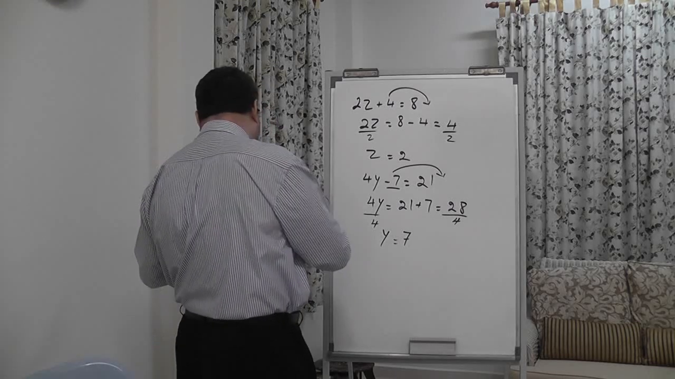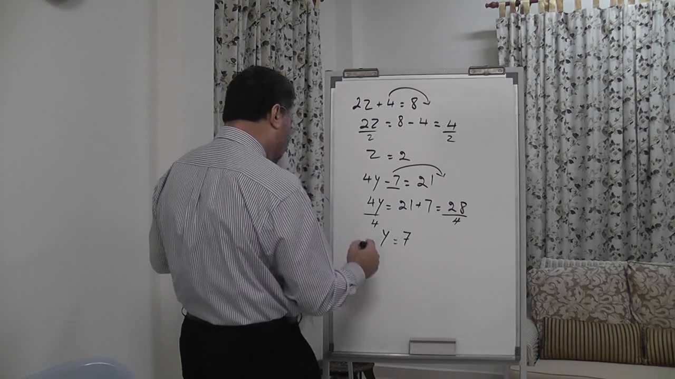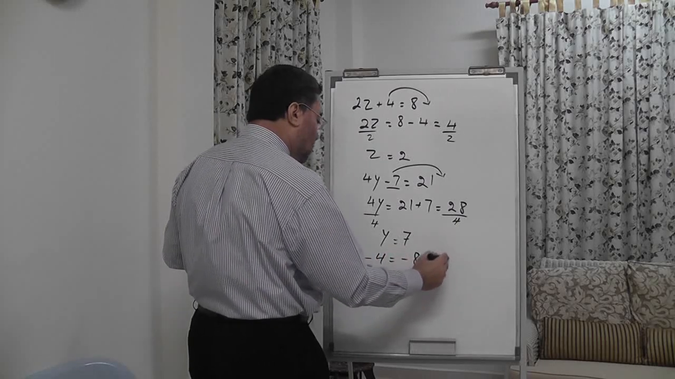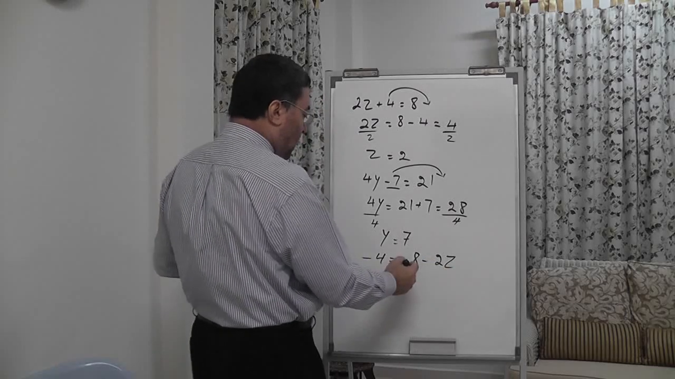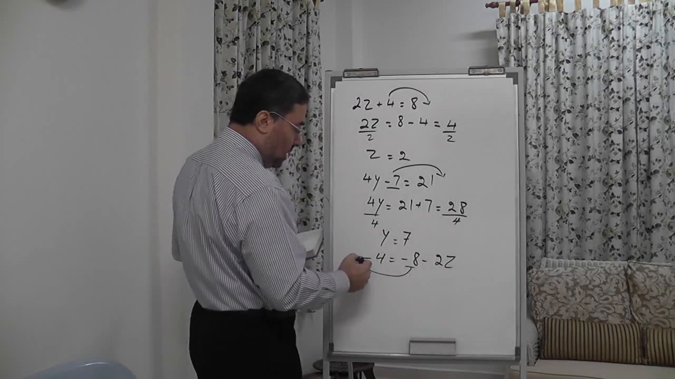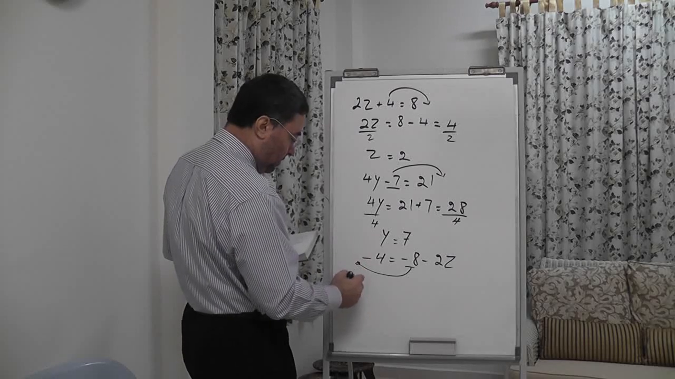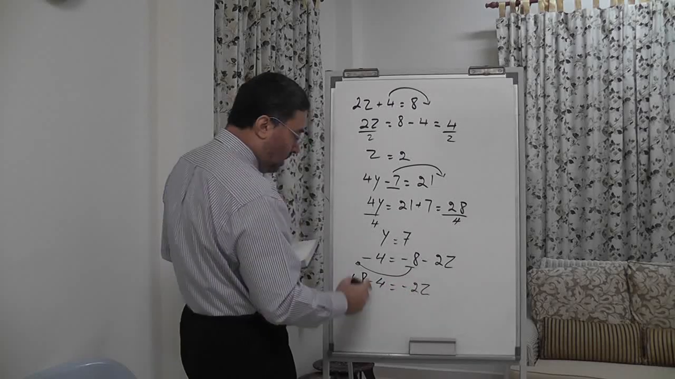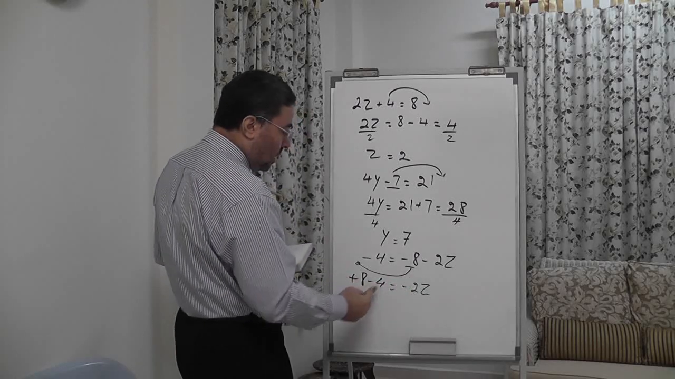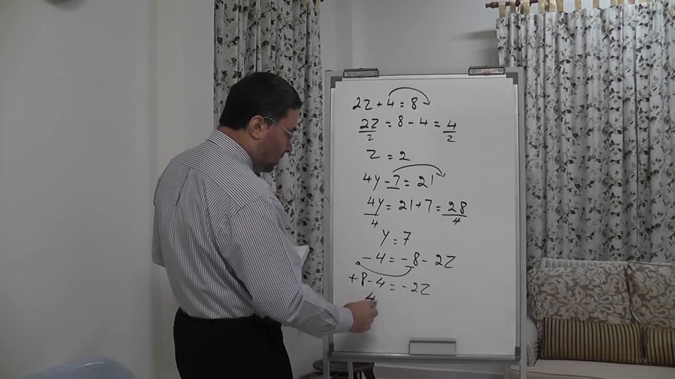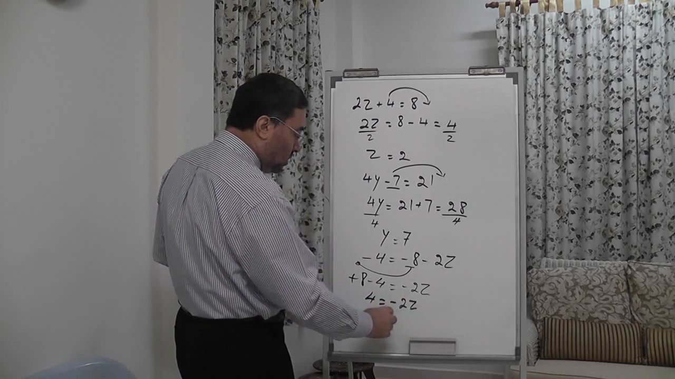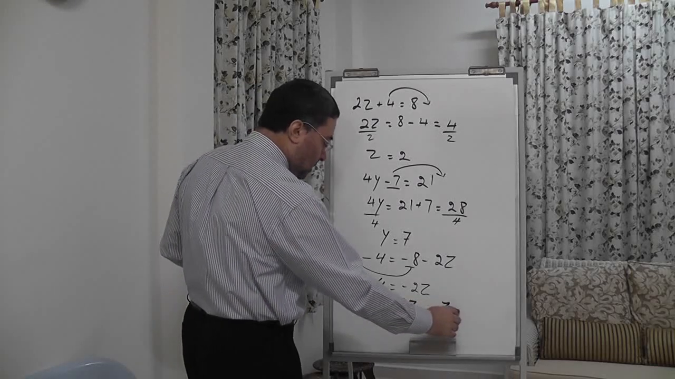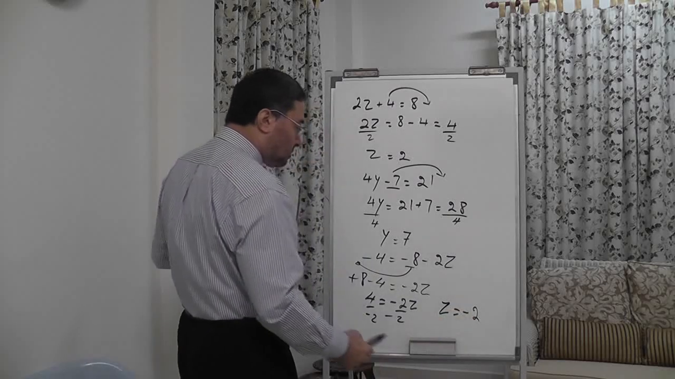Number 9 minus 4 is equal to minus 8 minus 2z. Again, I can take minus 8 to this side, and we have positive 8 minus 4 is equal to minus 2z. And here we have 8 minus 4, that's 4, is equal to minus 2z. We divide both sides by minus 2, and we have z is equal to minus 2.